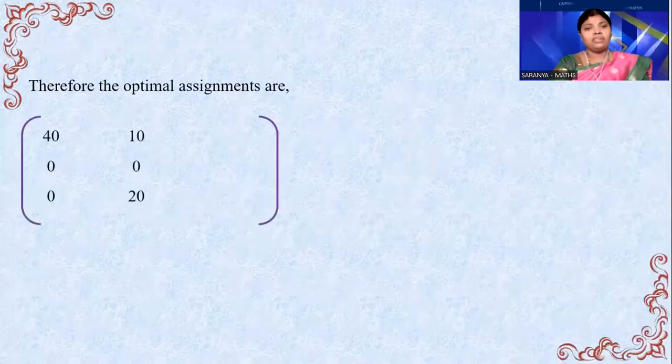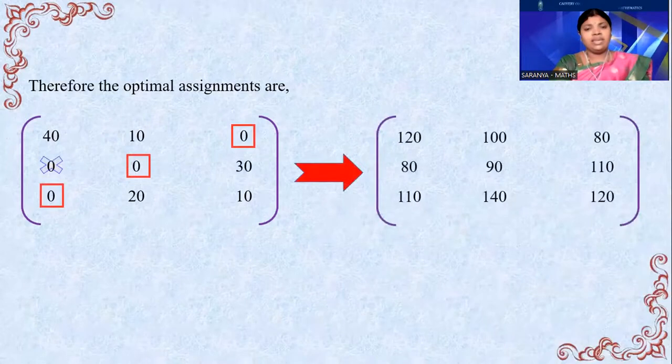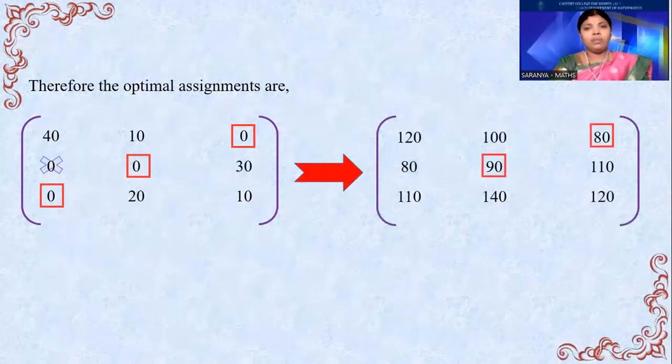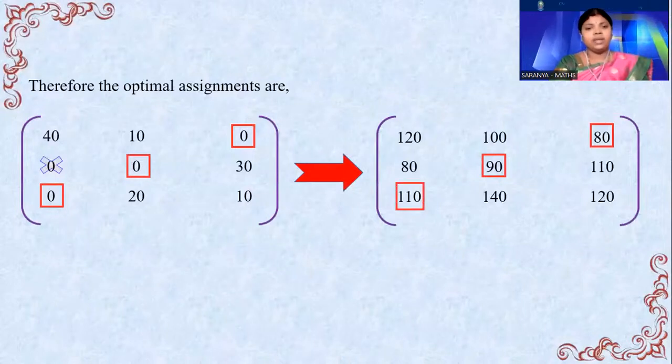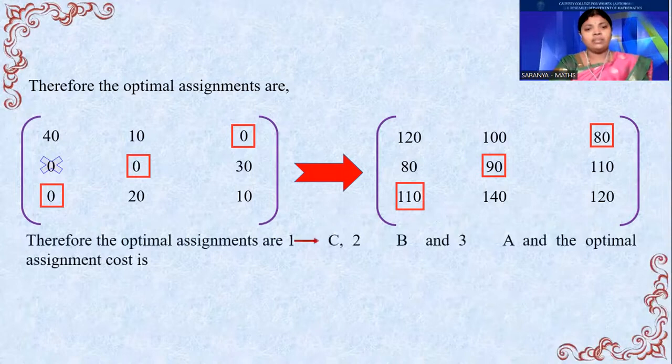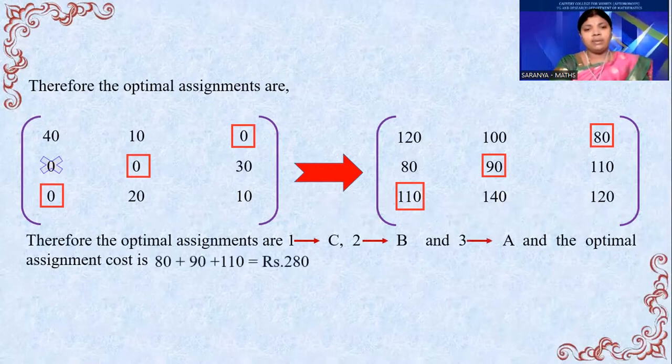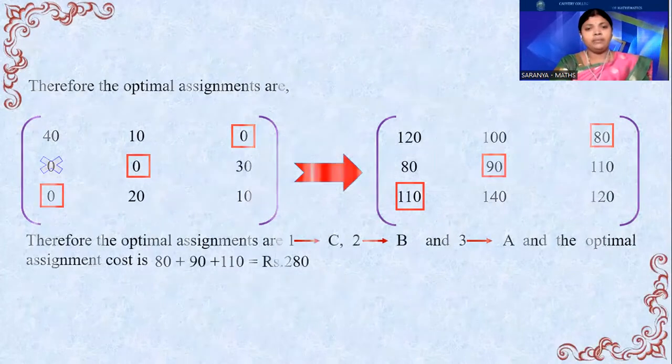Therefore the optimal assignments are, in row 1, the optimal assignment is 80. And in row 2, the optimal assignment is 90. And in row 3, the optimal assignment is 110. Therefore, the optimal assignments are: 1 is assigned to C, 2 is assigned to B, and 3 is assigned to A. And the optimal assignment cost is 80 plus 90 plus 110, equal to 280.